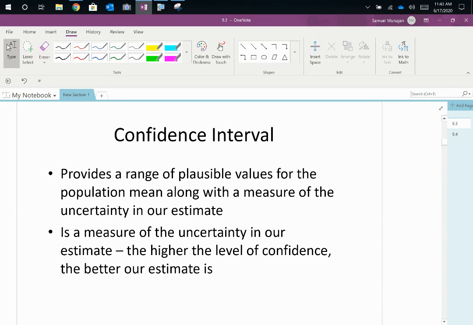A confidence interval provides a range of plausible values for the population mean, along with a measure of the uncertainty in our estimate. Again, emphasis on the word population. It is a measure of the uncertainty in our estimate. The higher the level of confidence, the better our estimate is.